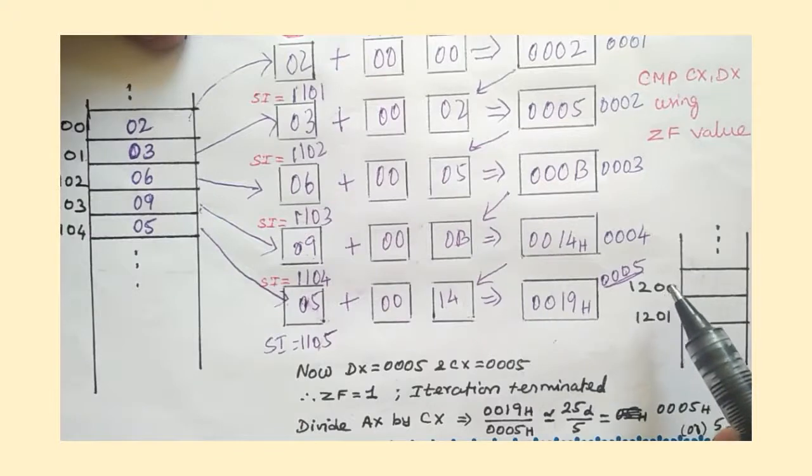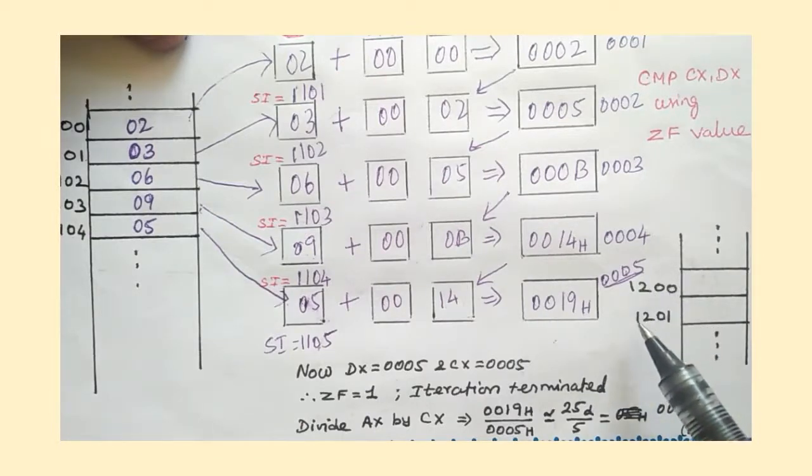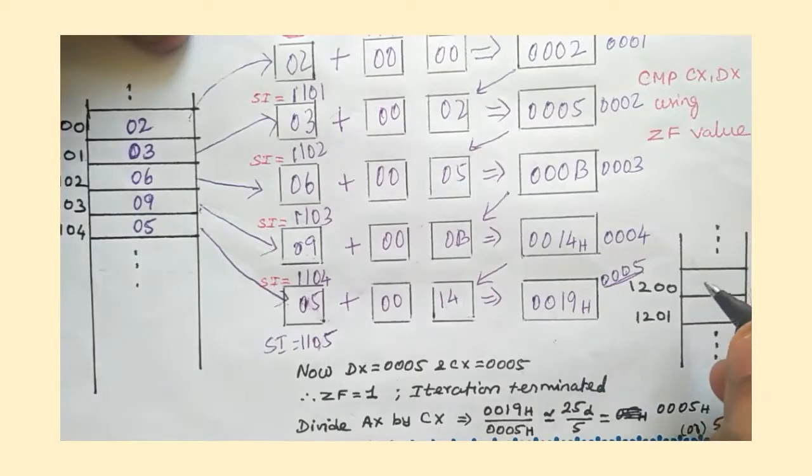In the final part, we have to store the result in the memory. So we have selected two locations, 1200 for storing the LSB value and 1201 for the MSB value. So what is the LSB value? LSB value is nothing but 05. 05H is the value stored in the LSB and 00 stored in the MSB.